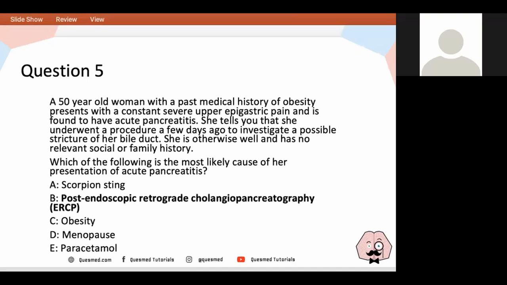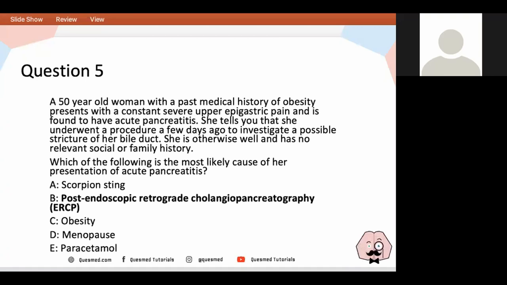Good. So again, most people got this answer correct. This is a patient who's had an ERCP. Pancreatitis is the most common serious complication of ERCP. And again, these patients will present with abdominal pain. Their bloods will show a raised amylase and probably a raised white cell count. Post-ERCP pancreatitis generally develops within 24 hours of the procedure.